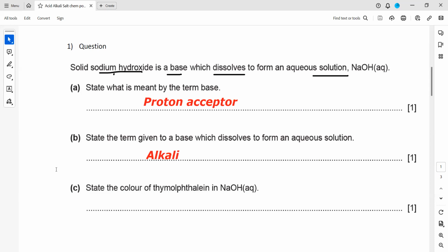State the color of thymolphthalein in sodium hydroxide, the alkaline solution. So thymolphthalein has different colors. In acidic condition, or acidic solution, it does not have any color, it is colorless. But in alkaline condition, it will be blue. So the answer you have to write here is blue in color.